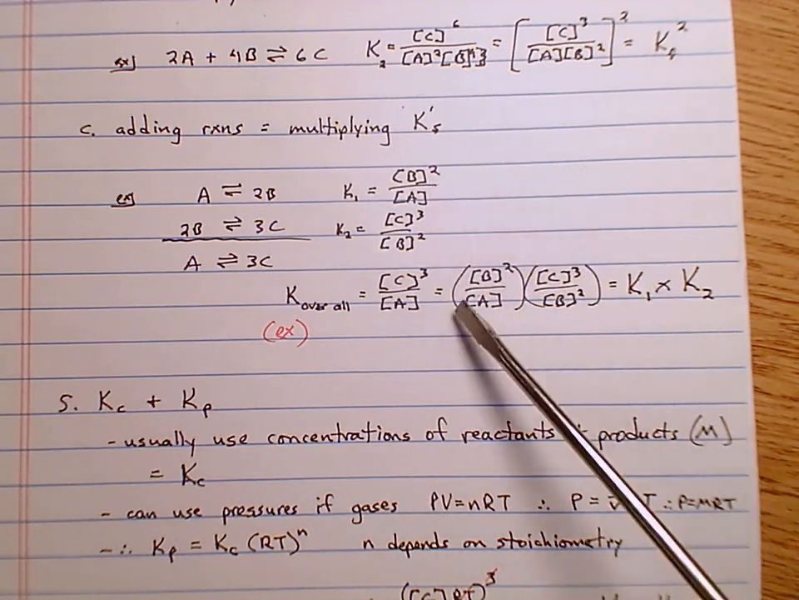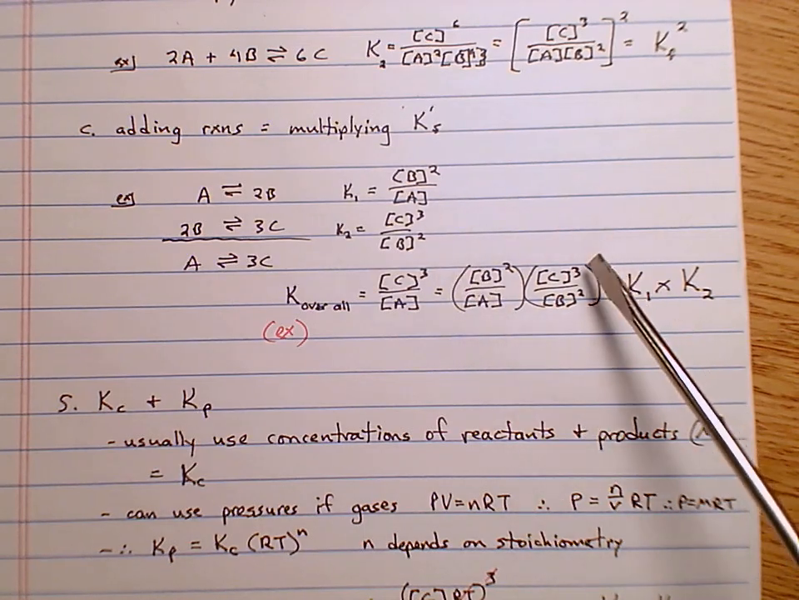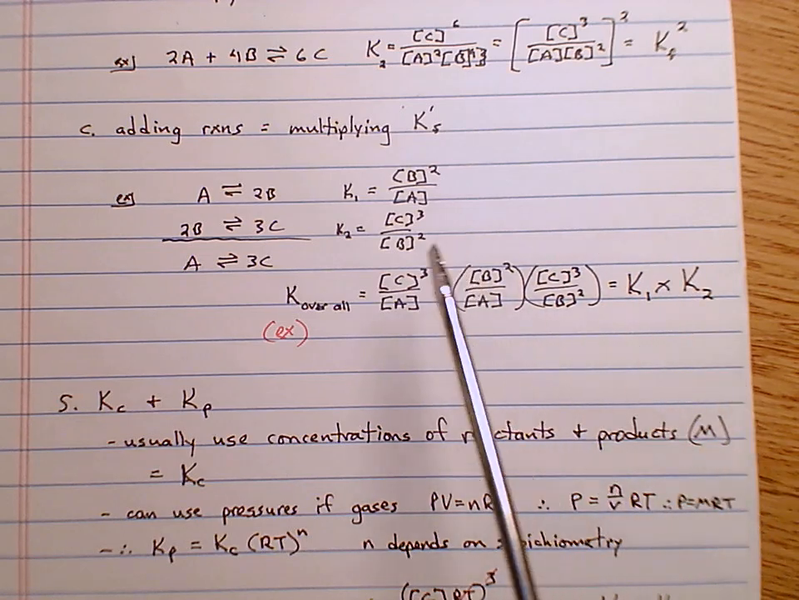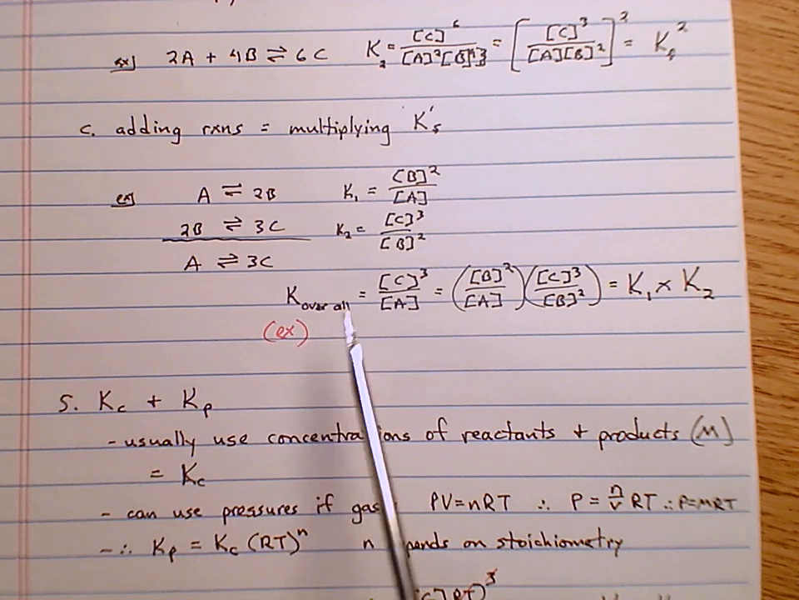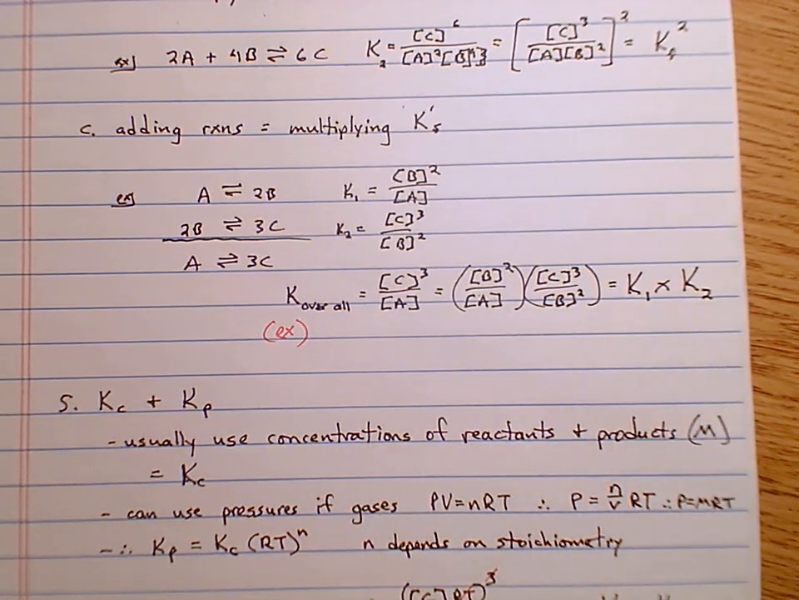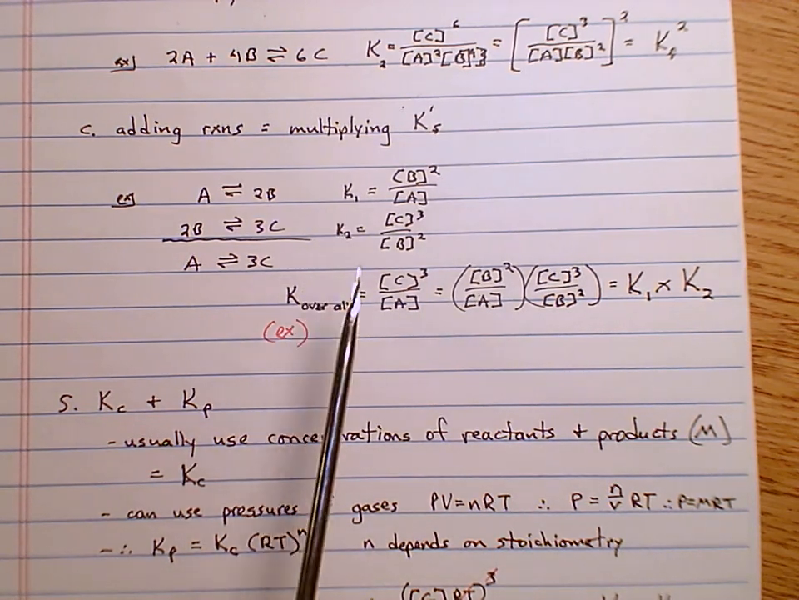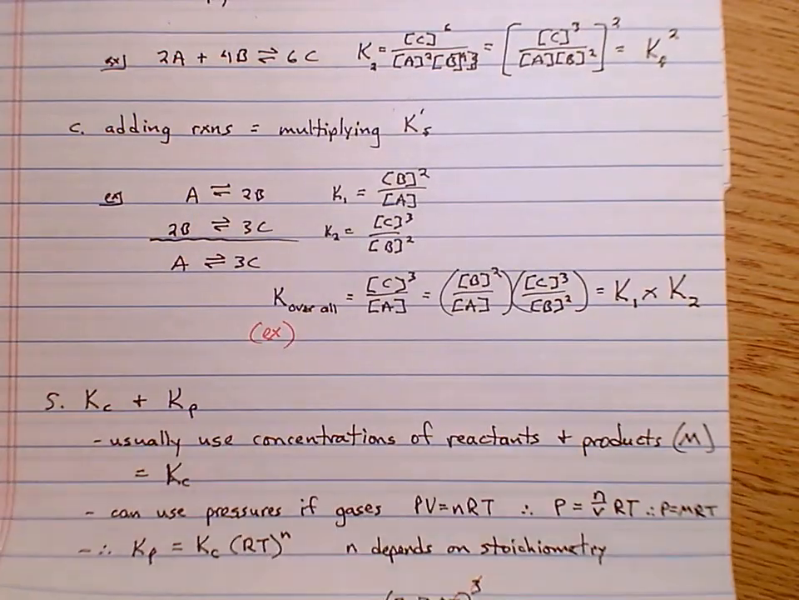Note that you can get that by taking K1, B squared over A, and multiplying it by K2, C cubed over B squared, which tells us the equilibrium constant for the overall reaction is just the equilibrium constants for each step multiplied by each other. So if I had a value for this and a value for that, I could calculate the overall equilibrium constant. Hey, wouldn't it be fun to do an example of that? Why, of course it would.